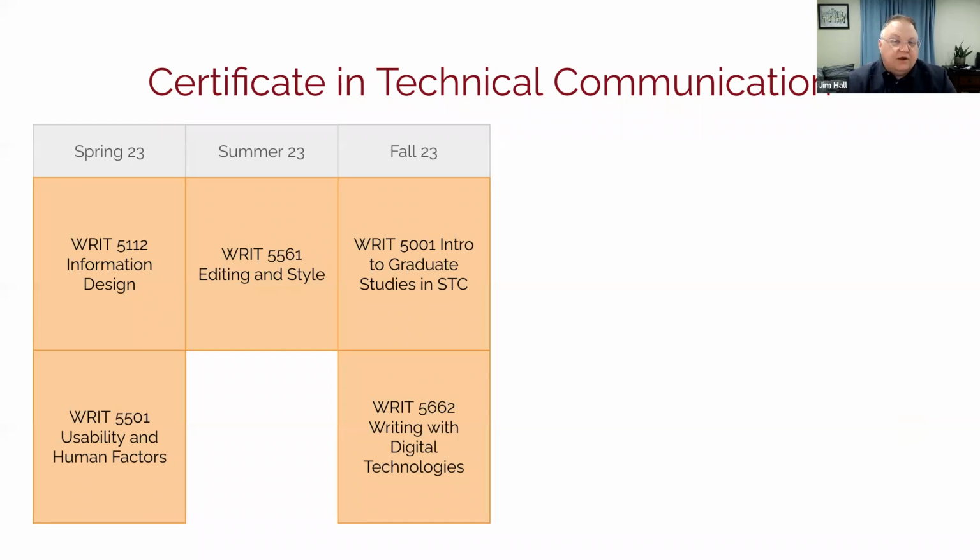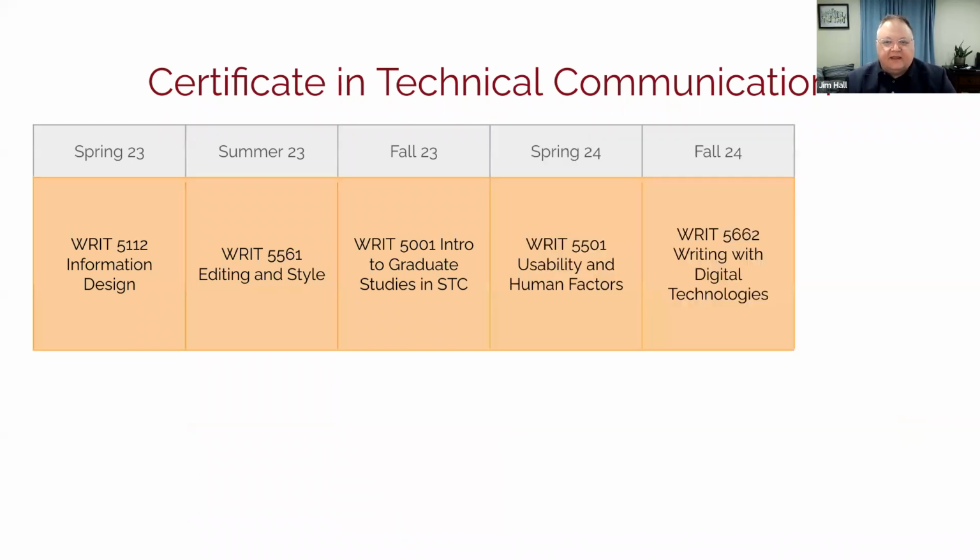What about taking 1 course per semester? Well, it stretches out a little bit, and that's what this would look like: in spring, taking 5112, Information Design, and then in summer, taking 5561, Editing and Style, and in fall, coming back for 5001, Introduction to Graduate Studies. In spring, taking 5501, Usability and Human Factors, and then in fall, returning for 5662, Writing with Digital Technologies. And so again, a student who comes in for spring 2023 and takes 1 course per semester would be done at the end of December of 2024. So that's the end of fall semester 2024.